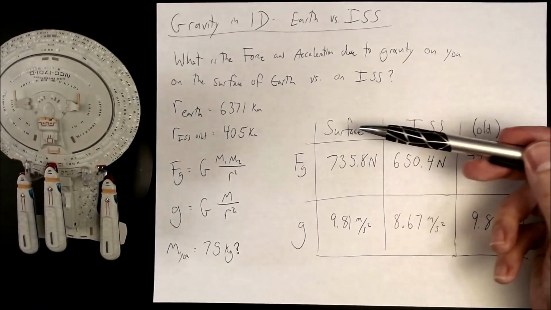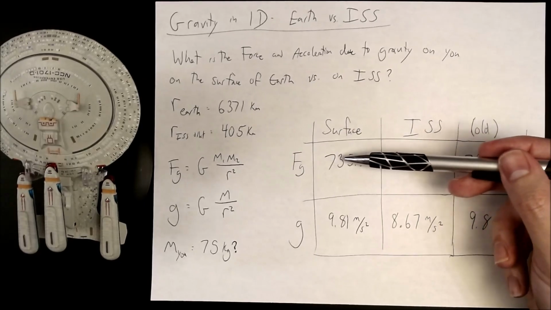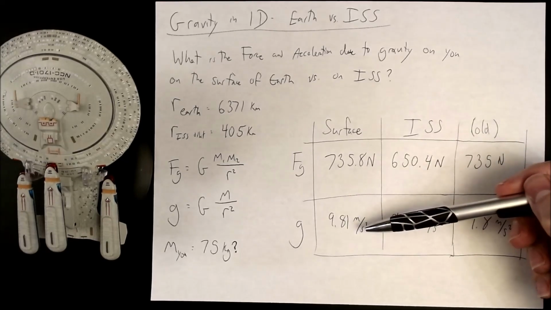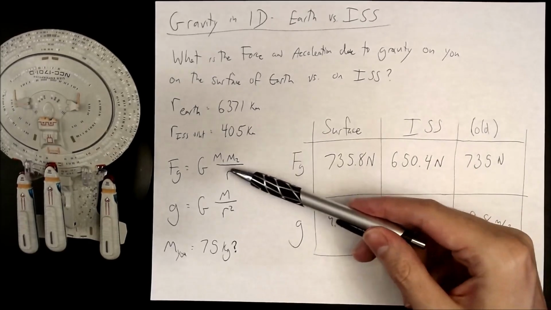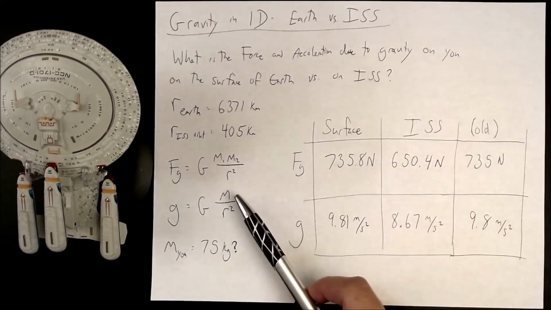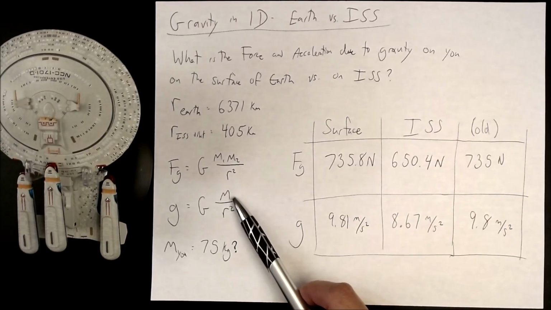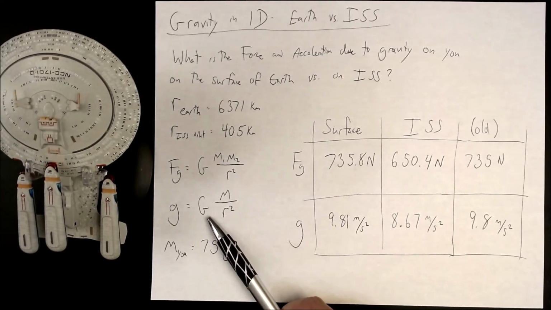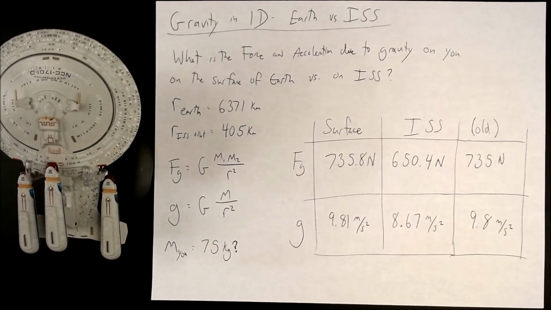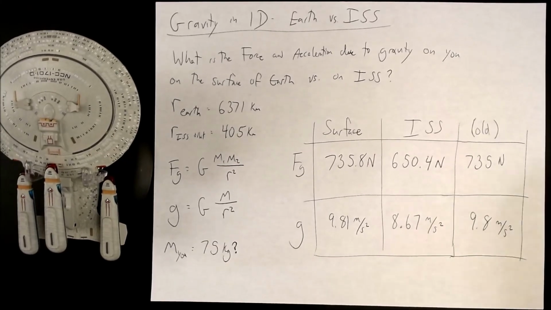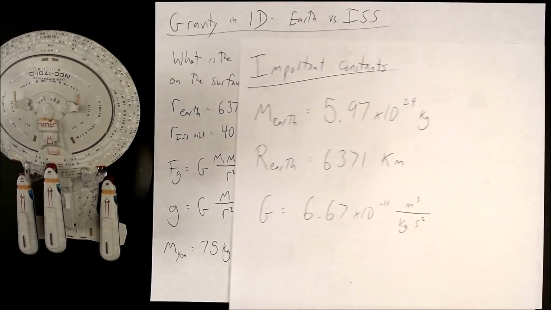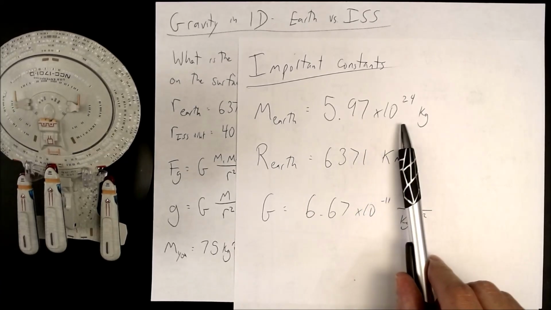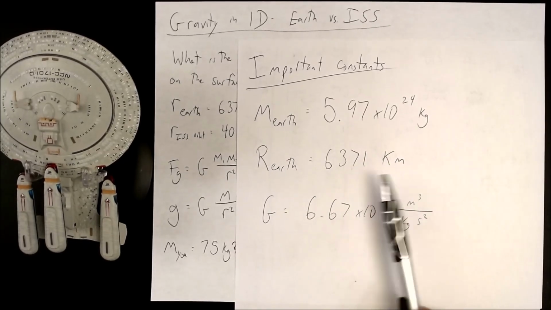The force of gravity on you when you're on the surface of the Earth is 735.8 newtons. The acceleration due to gravity when you're on the surface of the Earth, according to this equation, plugging in the mass of the Earth there, the distance to the center of the Earth there, and big G there, gets you 9.81 meters per second squared. I did make this list of important constants. The mass of the Earth is 5.97 times 10 to the 24 kilograms. We've got the radius of the Earth.